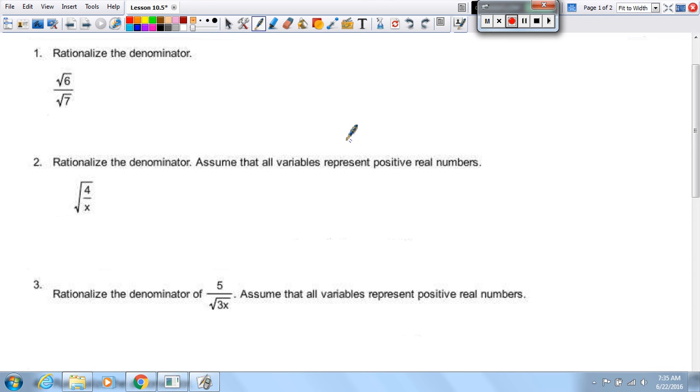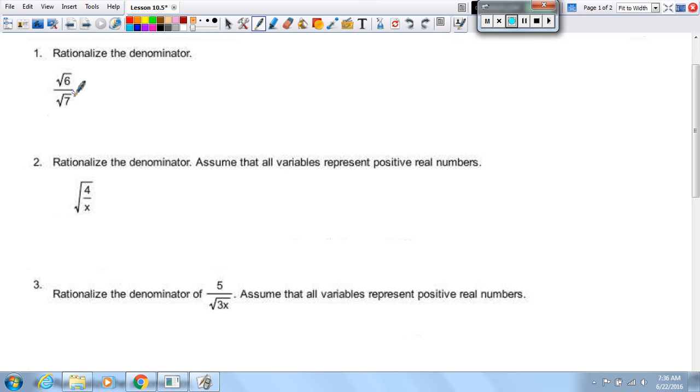Rationalizing the denominators for square roots is different than any of the other kinds of roots, so I'm going to show you that first. In order to rationalize the denominator, it means you have to get the square root off of the bottom of the fraction, because it's not truly simplified until it is off the bottom of the fraction.